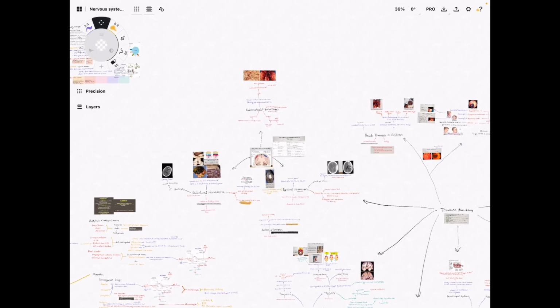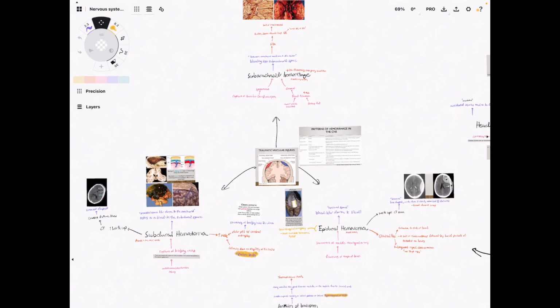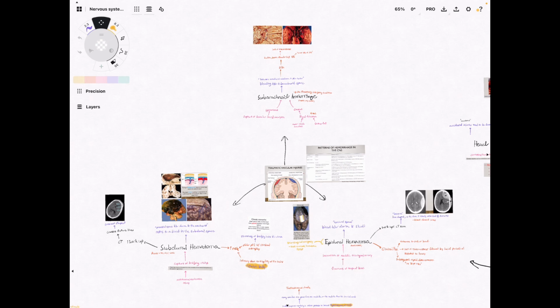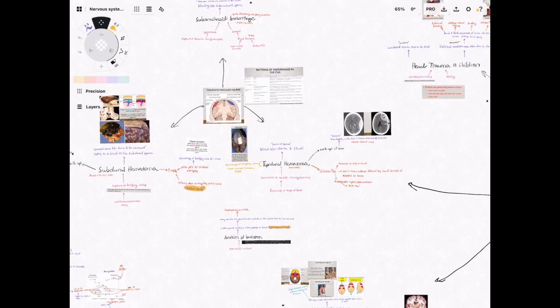Today I want to talk about brain bleeds. And I've split up the brain bleeds into the three most common types. We have epidural hematoma, subdural hematoma, and subarachnoid hemorrhages. I want to start at epidural hematomas.